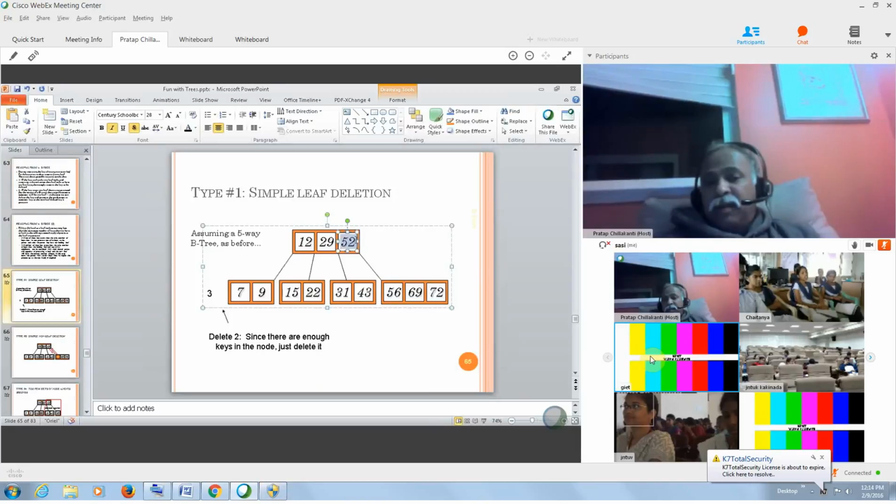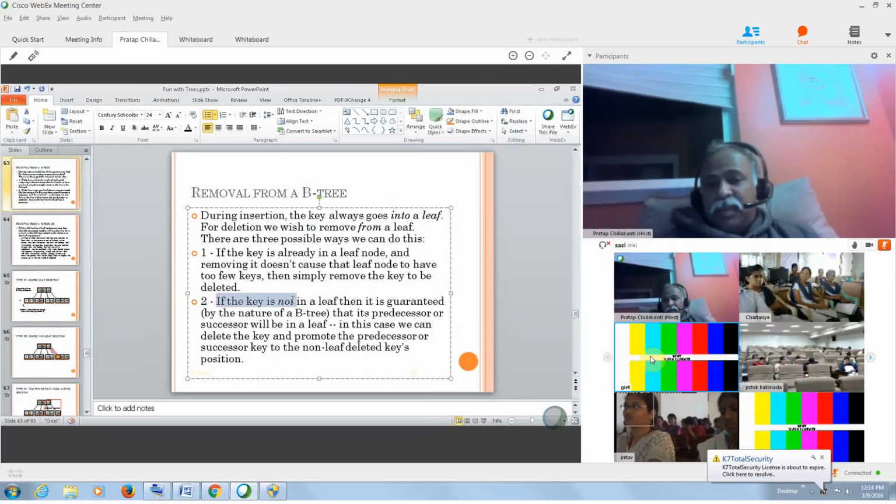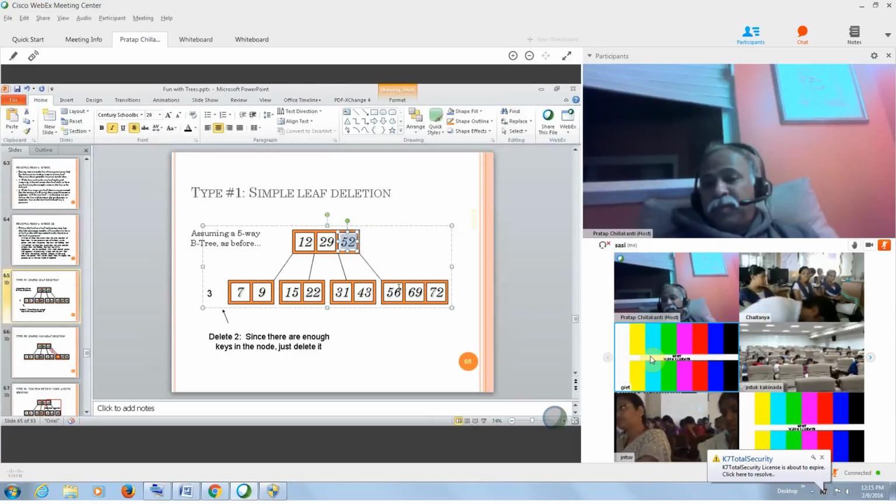You are deleting 52. What does type 2 say? If the key is in a non-leaf node, right? See that one? If the key is not in a leaf, its predecessor or successor will be in a leaf. Okay? So we delete the key and promote the predecessor or successor key to the non-leaf node. So go back here. What is the successor of 52? It's 56, right? In sorted order. So you delete 52 and then you promote 56.